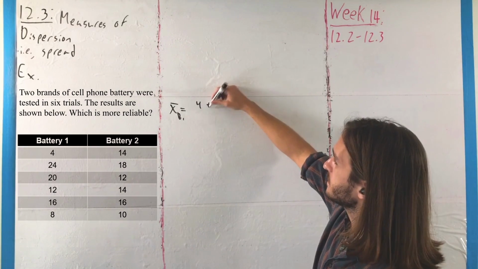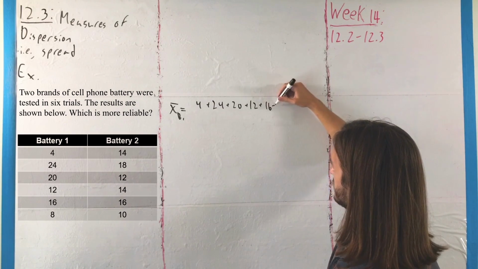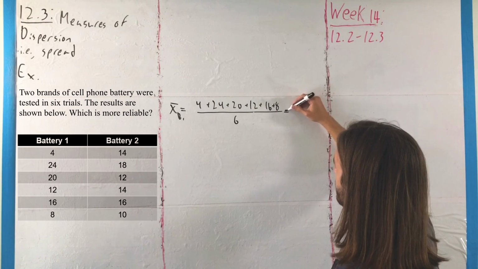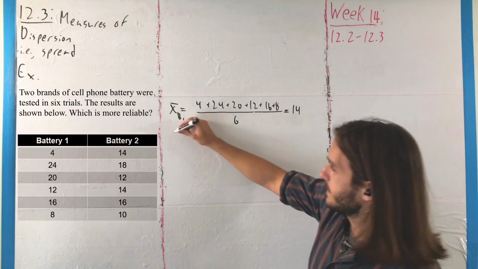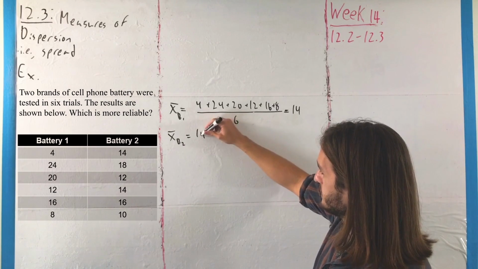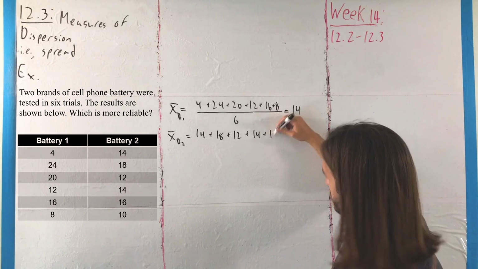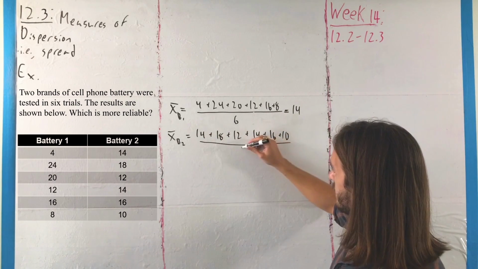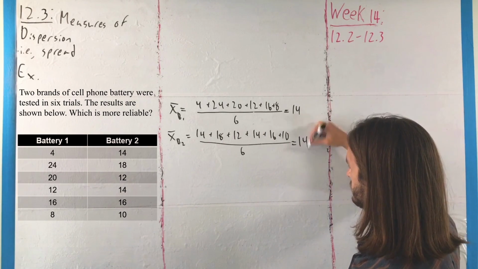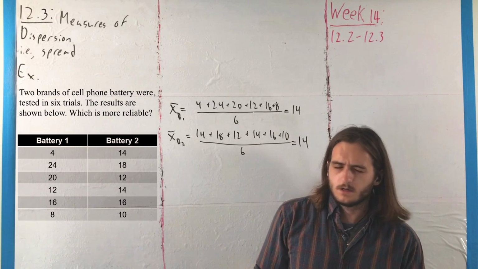We have those values 4, 24, 20, 12, 16, 8, and 6 total values for an average here of 14. Meanwhile, for battery 2, XB2, we have 14, 18, 12, 14, 16, and 10, all divided by 6, where if you take those numbers and you spit them in, pull them out, you get another 14, which says that based on average tendency, these are equally good batteries.